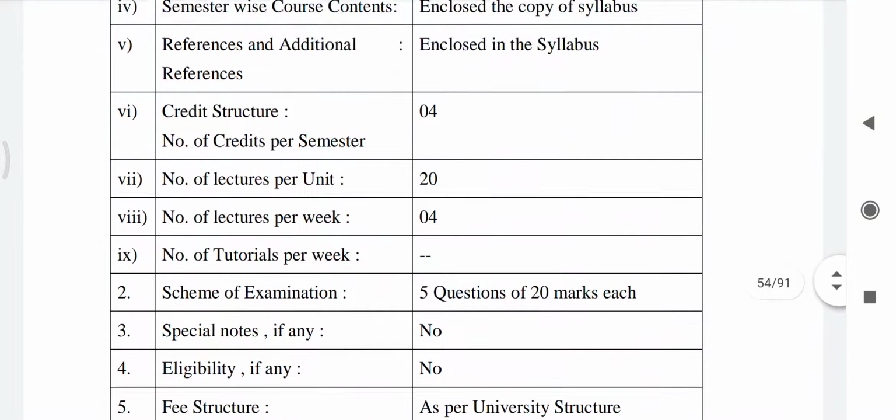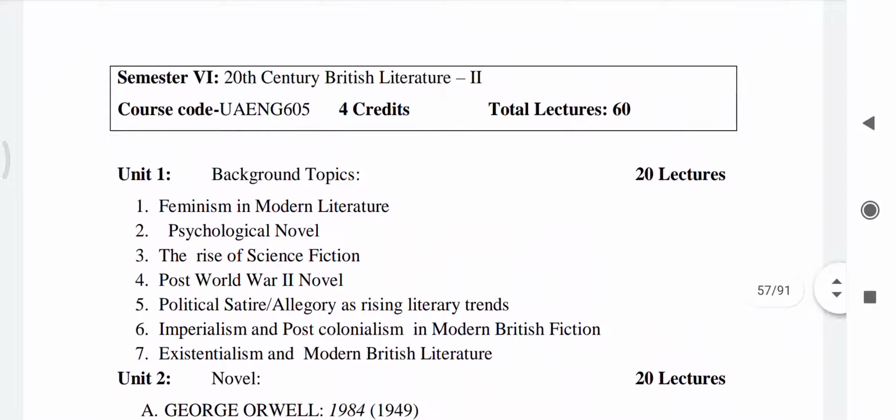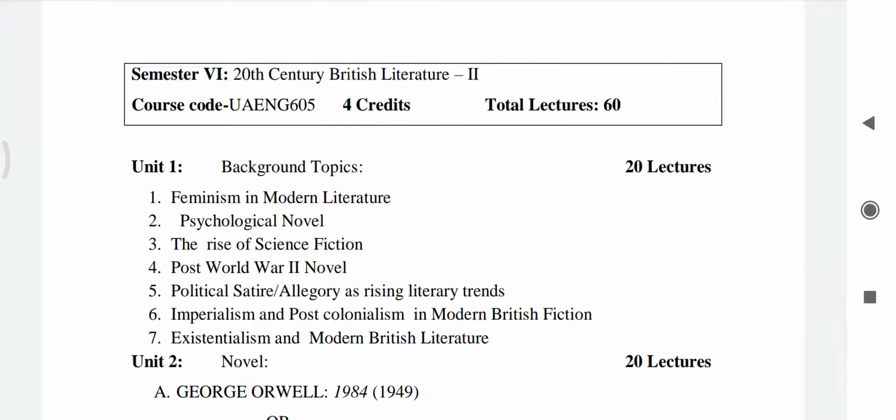In the earlier semester we have gone through this. This is what we see here: feminism in modern literature, the psychological novel, the rise of science fiction, the post-World War II novel, political satire. All these features, terms and concepts are related to 20th century literature.